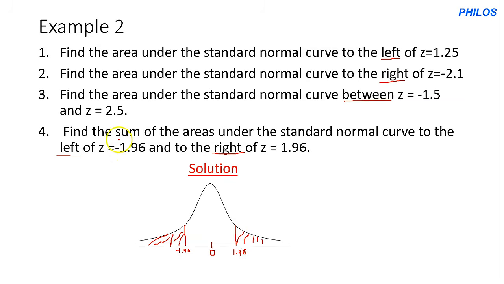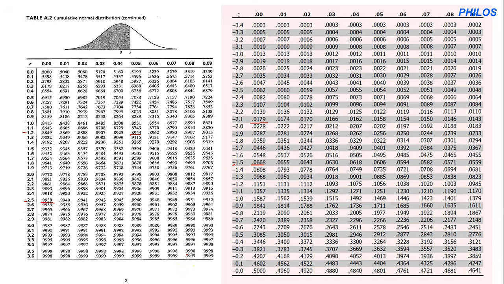But look at the question. The question says find the sum. It means that we should find the area to the left of this and also find the area to the right of this and then add them together. So let's go and check negative 1.96 on a negative z table.